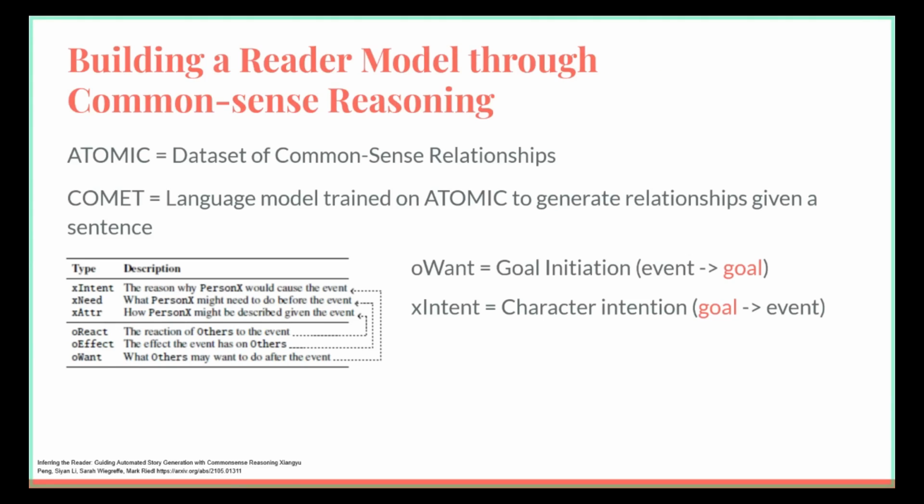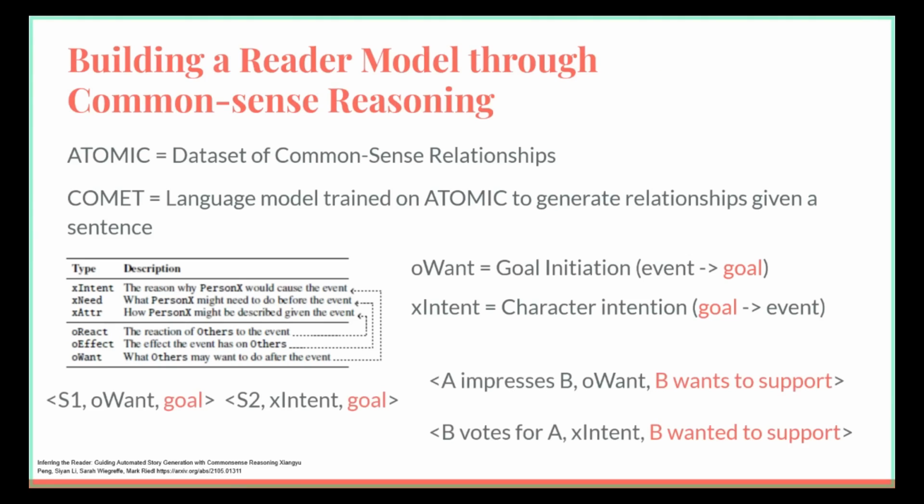A want is a goal initiation, and X intent is a character intention. Let's say we have a sentence, S1, A impresses B, and extrapolate with COMET that B wants to support A. When we arrive at S2, B votes for A, we extrapolate that B wants to support A. Connecting these two, we then have a narrative coherence.